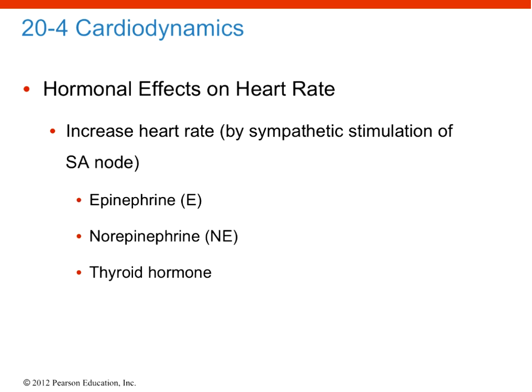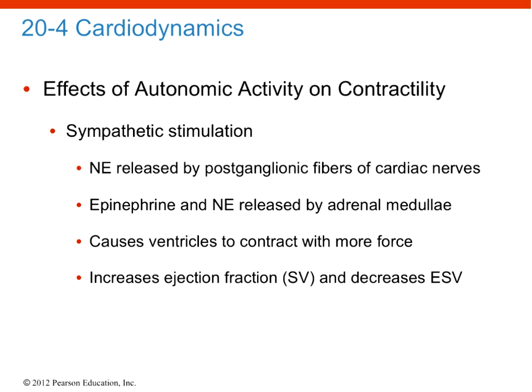Hormones that affect the heart rate, we've talked about two of those already. We've talked about acetylcholine, a neurotransmitter that could also act as a heart hormone. These hormones here increase the heart rate by sympathetic stimulation of the SA node, telling it to quicken up: epinephrine, norepinephrine, as well as thyroid hormone. Those are all hormones that will affect the heart rate by increasing it.